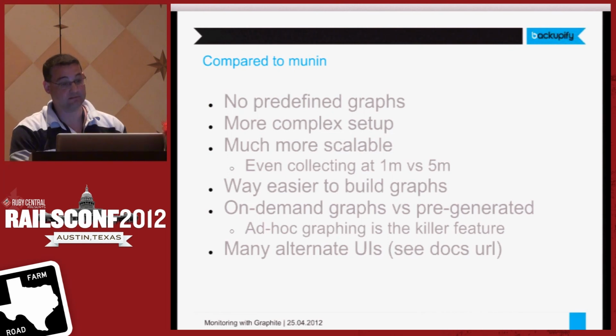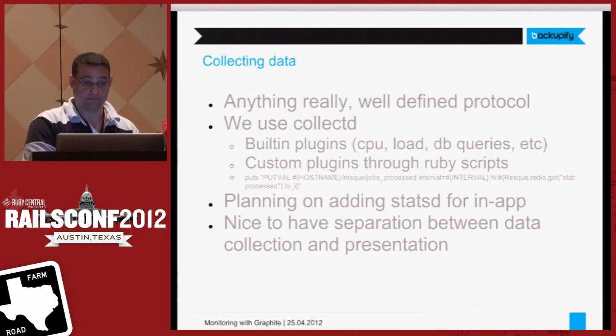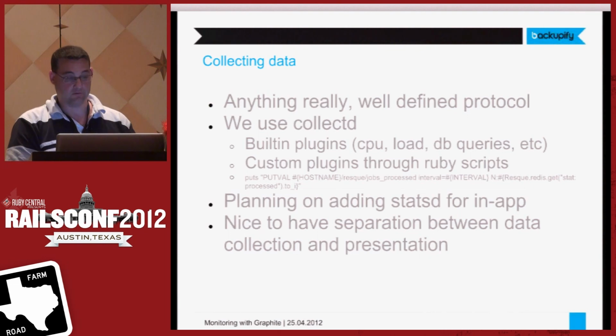As I said, we use collectd. If you want to write a custom plugin, it's fairly straightforward. Basically, just do a puts to standard out, and collectd will then send it to whatever you want. Also planning to use statsd for in-app collection and forward that data on as well.